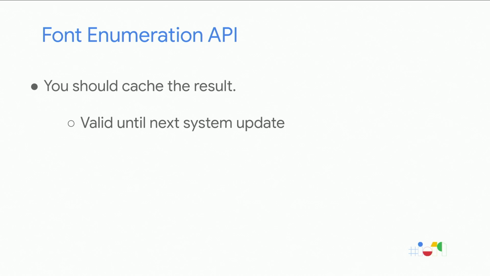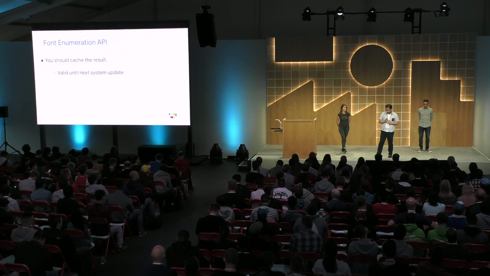Finally, there's another note here. This font enumeration API is not so fast, so we recommend you cache the result. Since the system font configuration is read-only and modified only by a system update, you can keep the result for a longer time until the next system update. Thank you.